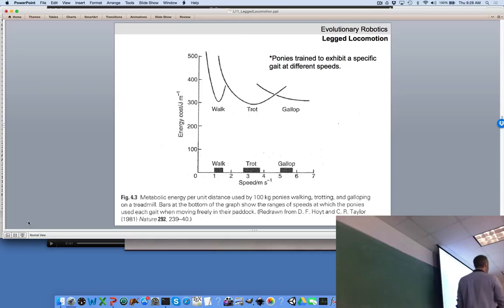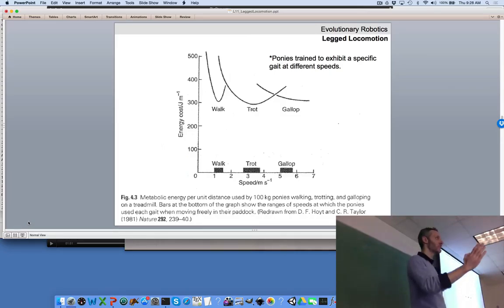So this is an interesting example of what aspects of their gait animals actually prefer. In this case, the investigators were working with ponies. They put them on treadmills to run at different speeds, and they trained the pony with positive and negative reinforcement, food or lack of food, to maintain a particular gait at a particular speed. If they didn't maintain the right gait at the right speed, they didn't get the carrot or what have you. And with enough training, you can get a pony to do this.